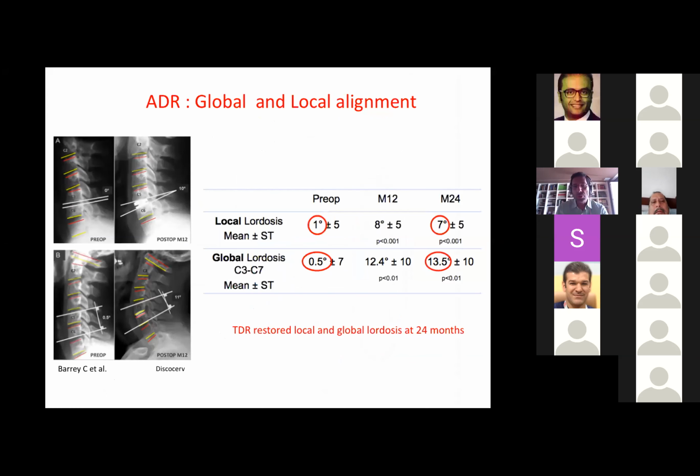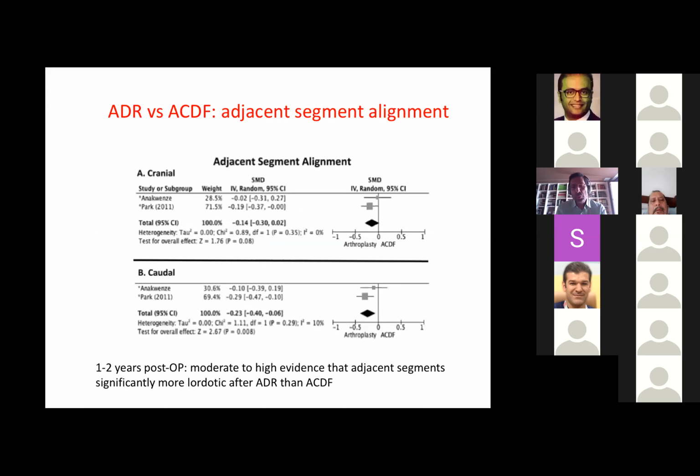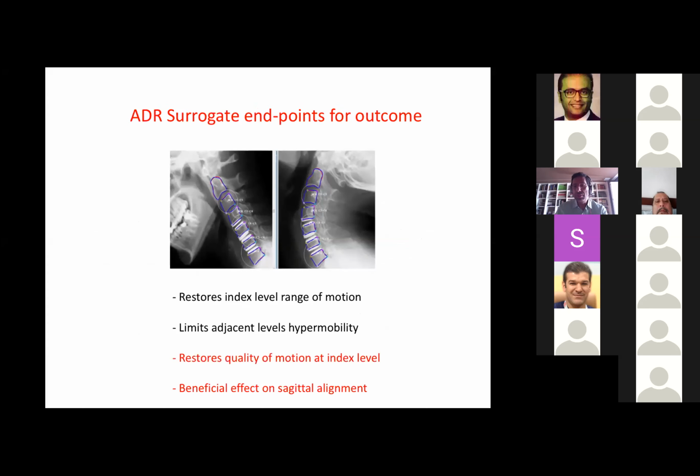This has been shown also with another device by Cédric Barré, showing a good local and global alignment with TDR at 24 months. Here, a meta-analysis comparing ACDF with TDR favors TDR slightly in global C2, C7 alignment. At 1 to 2 years post-op, there is moderate to high evidence that adjacent segments become more lordotic after ADR than ACDF. So, no doubt, it restores quality of motion and has a beneficial effect on sagittal alignment.